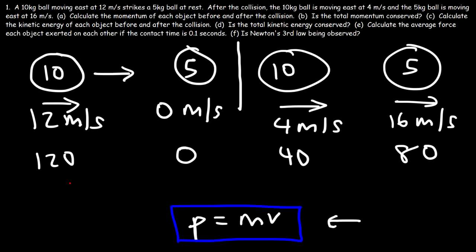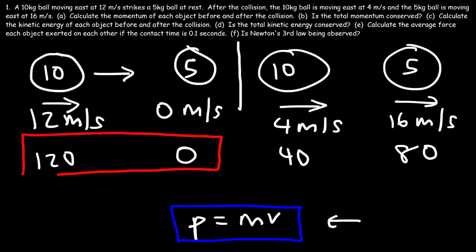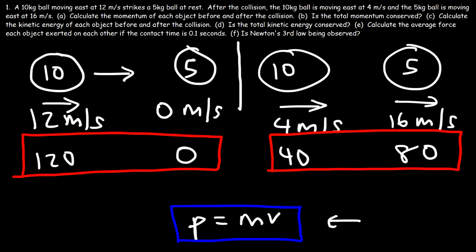Now, here's a question for you. Is the total momentum conserved? What is the total momentum before the collision? Before the collision, it's 120 plus 0. And after the collision, it's 40 plus 80, which is 120. And so the total momentum is conserved in this situation. The momentum before the collision is equal to the total momentum after the collision. And for any collision, be it an inelastic collision or an elastic collision, the total momentum will always be conserved.